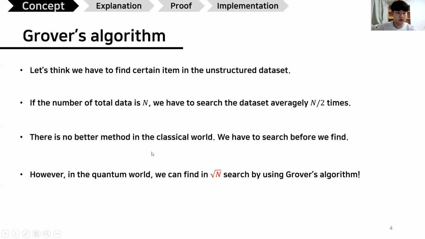However, in the quantum world, we can find it in root n searches. If there is a data set of 100, we can find it in only about 10 steps by using Grover's algorithm. This is today's topic.